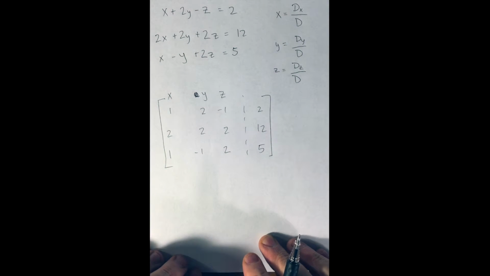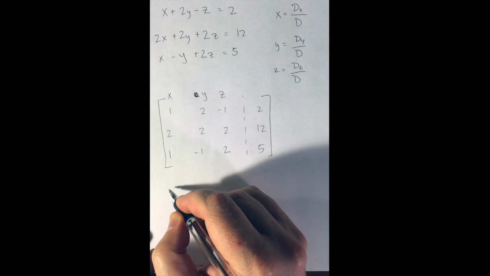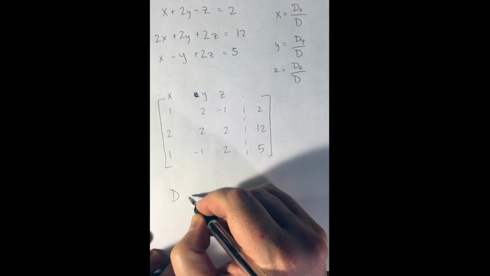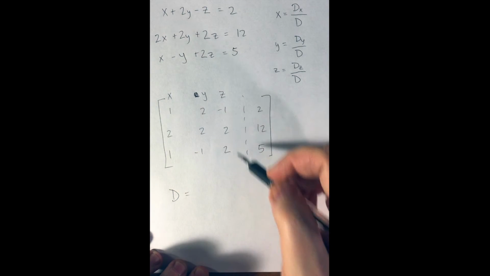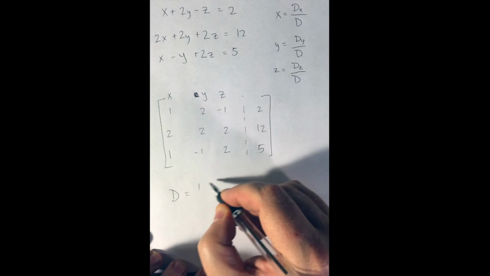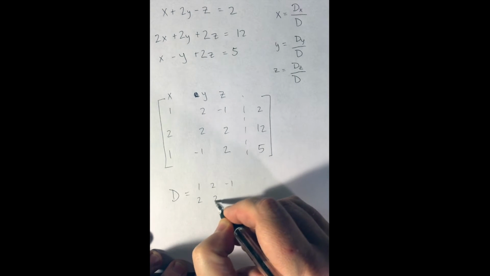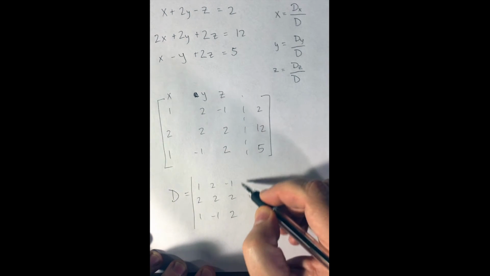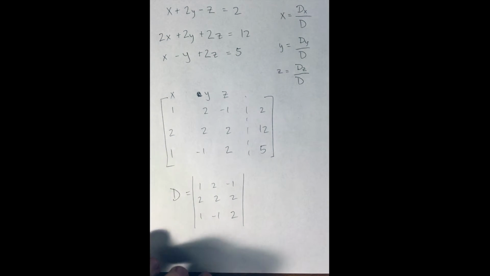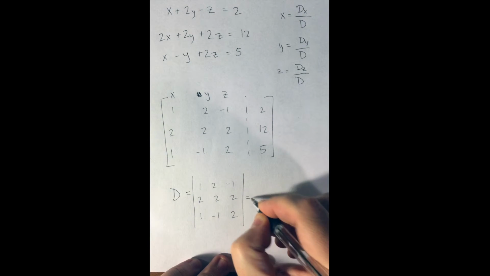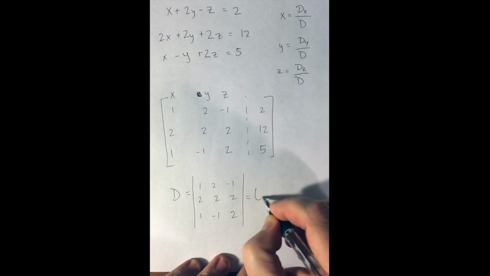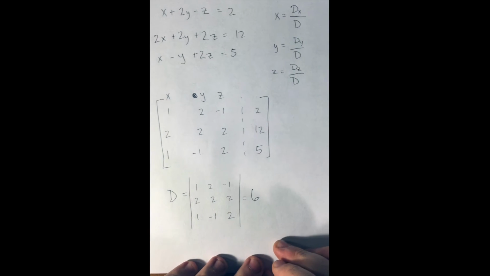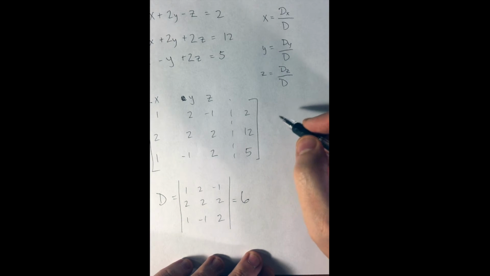And so our value of D that we're going to have in our calculations is going to be the determinant of the 3x3 matrix that comes from the x, y, z columns. So it looks like the determinant of 1, 2, negative 1, 2, 2, 2, 1, negative 1, and 2. You can still do this by hand, and take a look at my other previous videos about determinants, but you can also do this in your calculator. If you find this determinant, you're going to find that D here should be 6. And now what we need is Dx, Dy, and Dz.